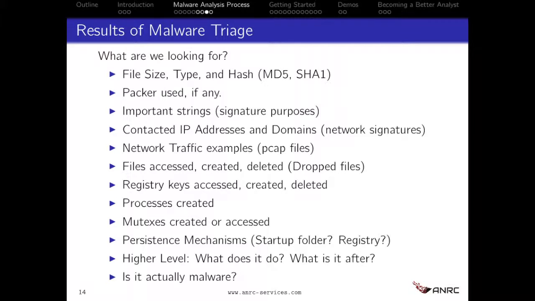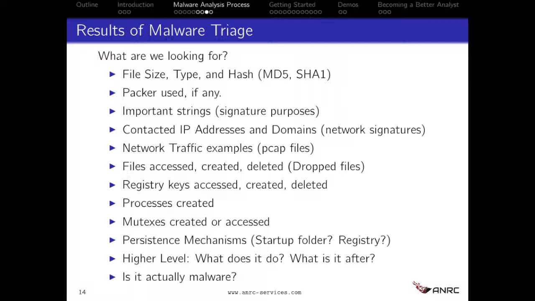And so, what sort of things are we actually looking for when we analyze malware? There's a pretty big list. There's probably even more than this, but this is just what I can come up with. Things like the file size, the type, the hash. These are very specific metadata points that can help you correlate back to maybe known malware. Whether or not it's packed is important. Important strings, like we talked about.